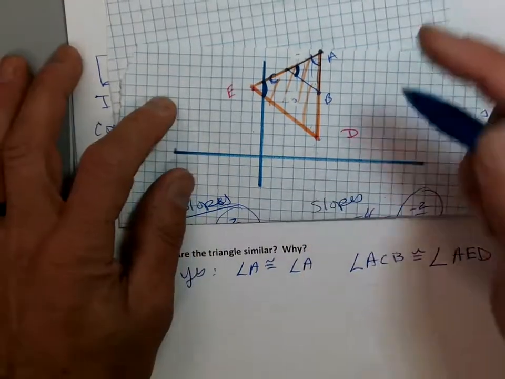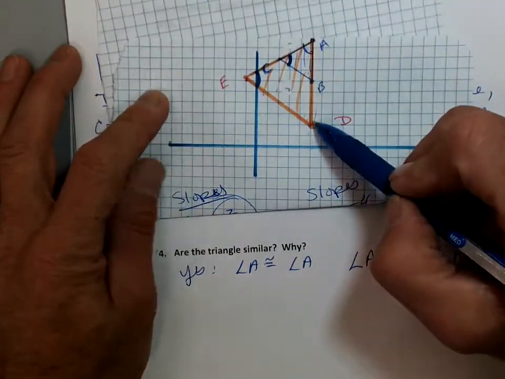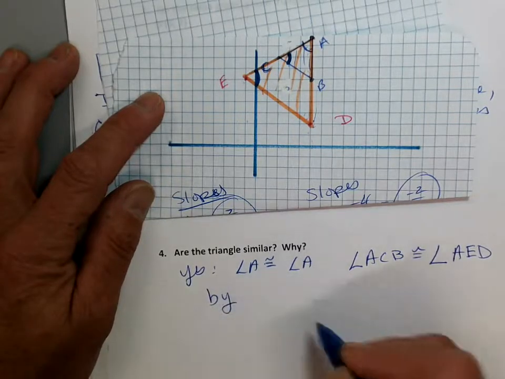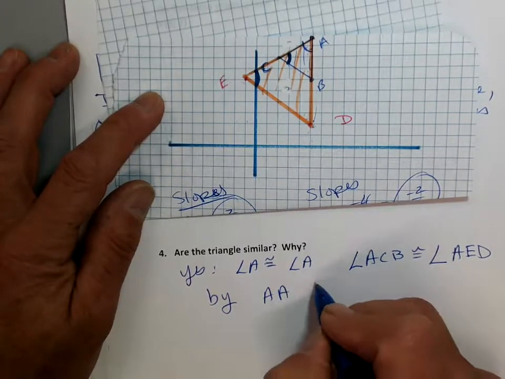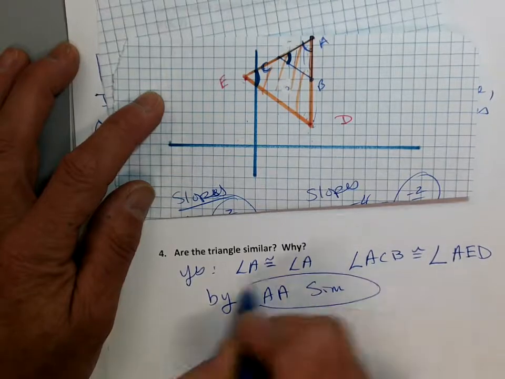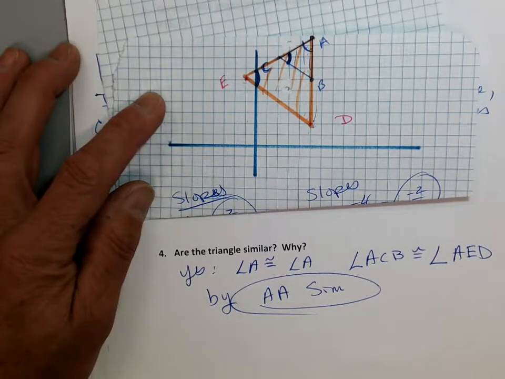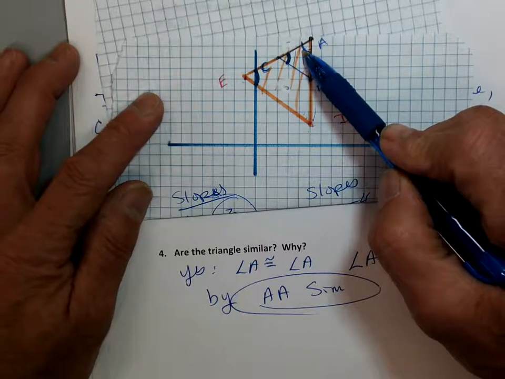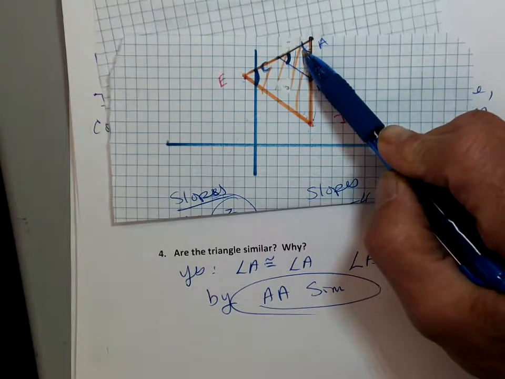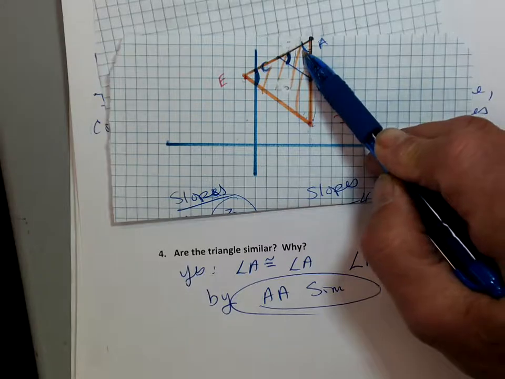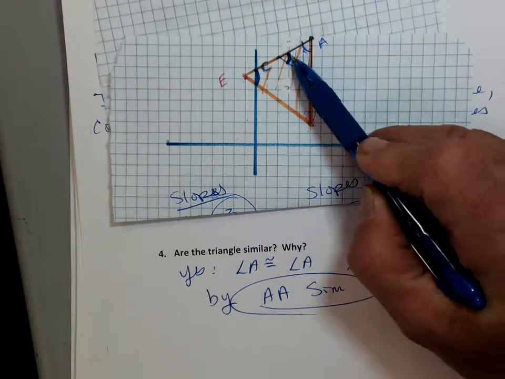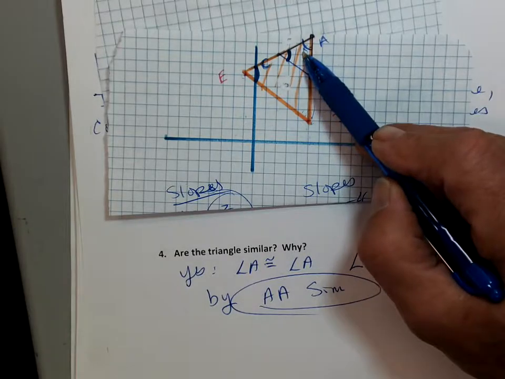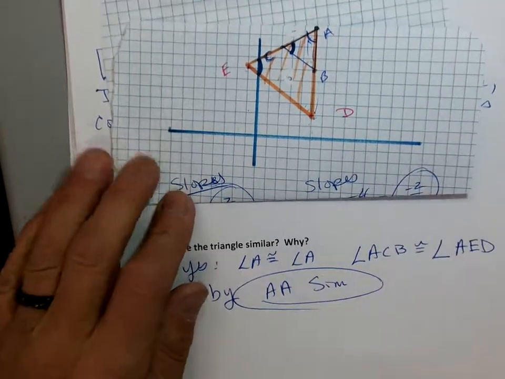Now, I'm going to say by, sorry, I'm getting ahead of myself, by angle, angle, sim. You got to put that by angle, because that's the theorem, okay? So they both share angle A, so that means they both have one angle that's equal to each other. Angle A is an angle for both of them. And they both have this other angle here that's equal. So we can say yes by angle, angle, similarity.